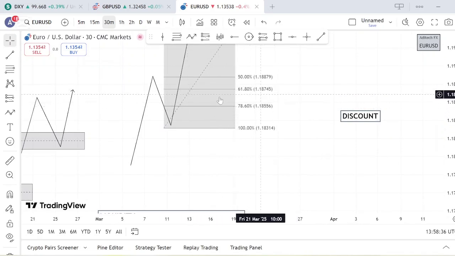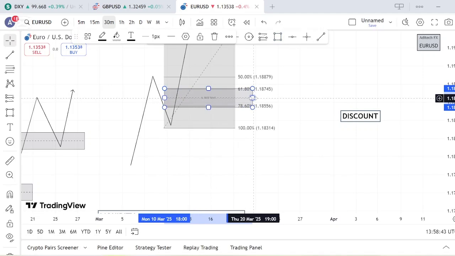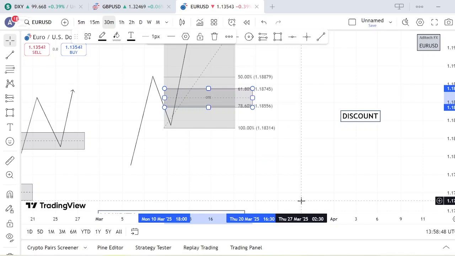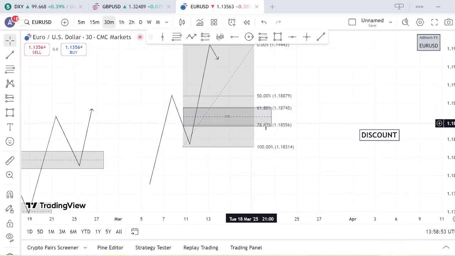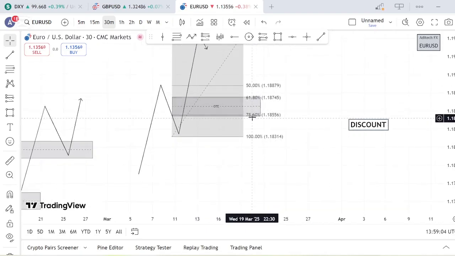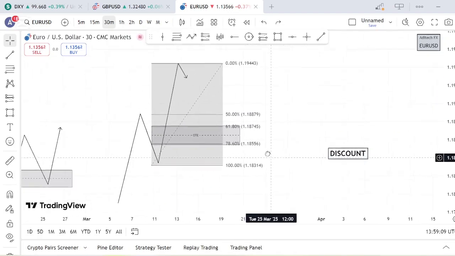Now this is when you need to pay close attention to your 61.8 and 78.6 zone, right? The zone within this 61.8 and 78.6 is called OTE, optimum trade entry, right? So any zone within this range is called OTE. You can be able to find an order block, a fair value gap, a breaker block, or a mitigation block, or any institutional reference point there and be able to take your trade, right?